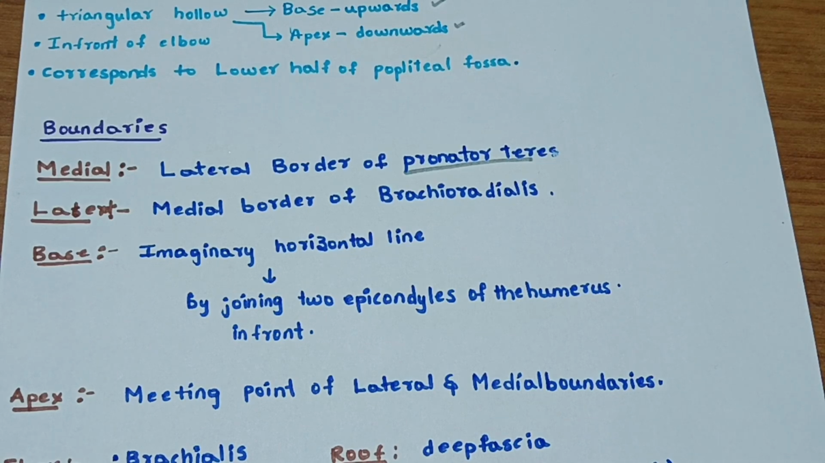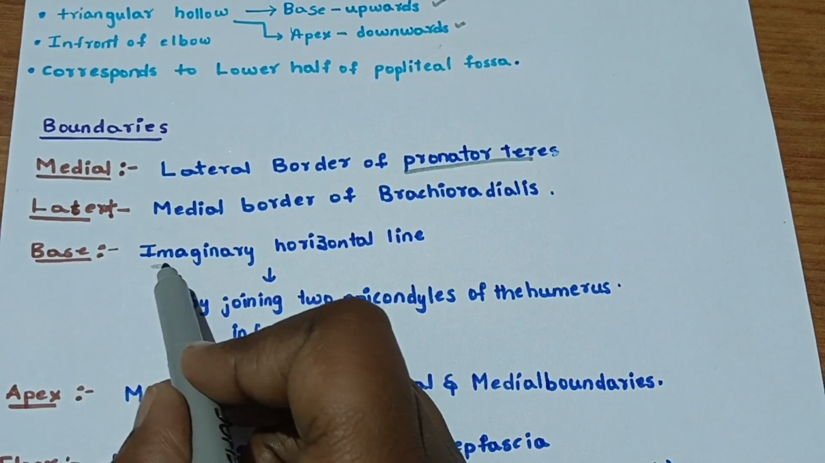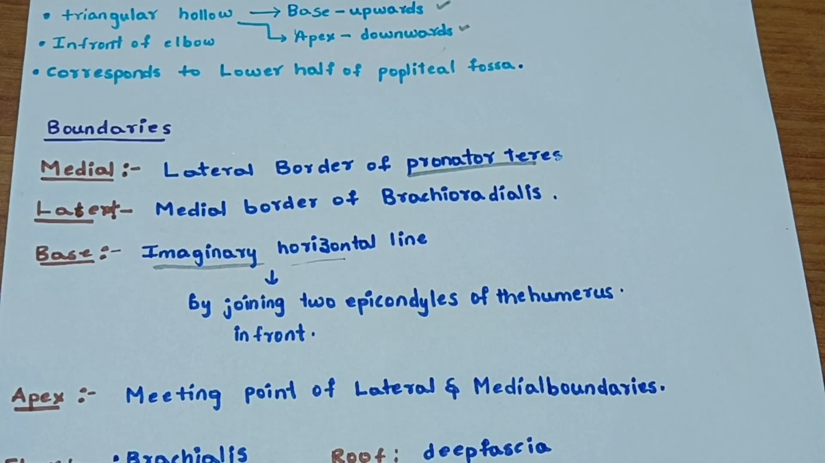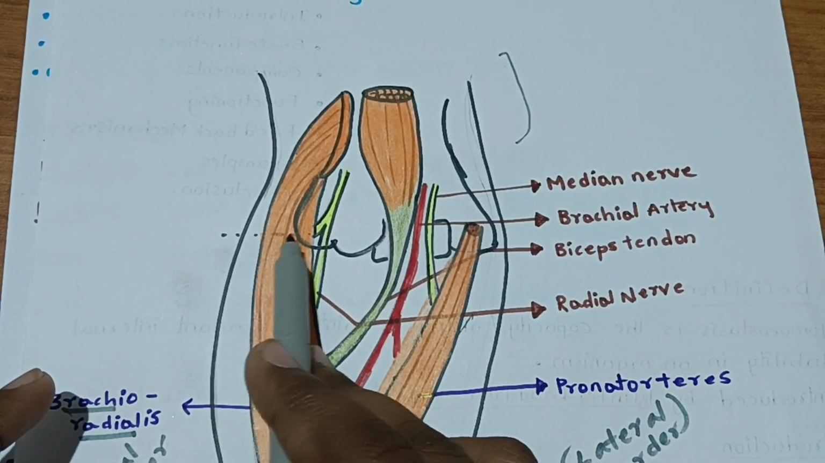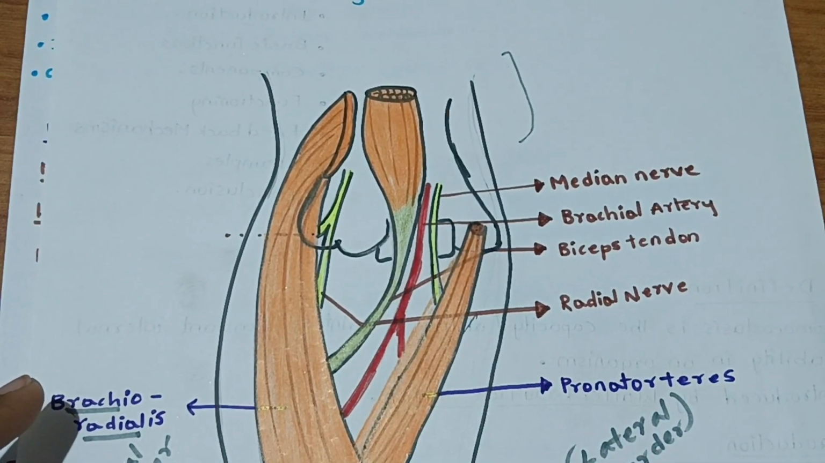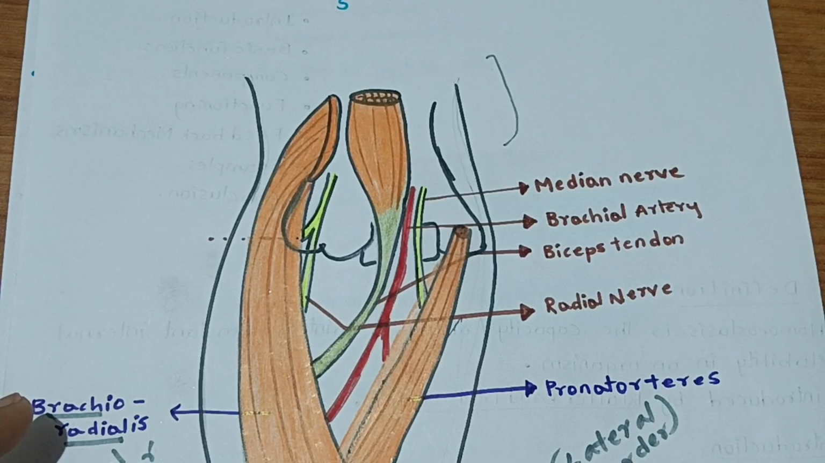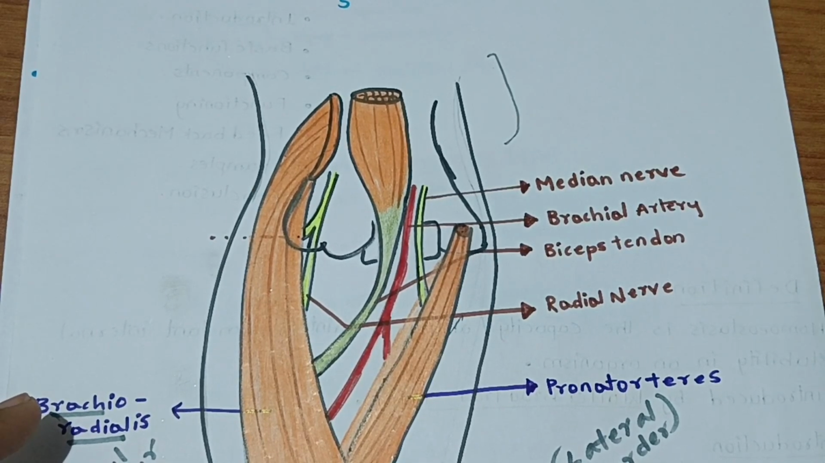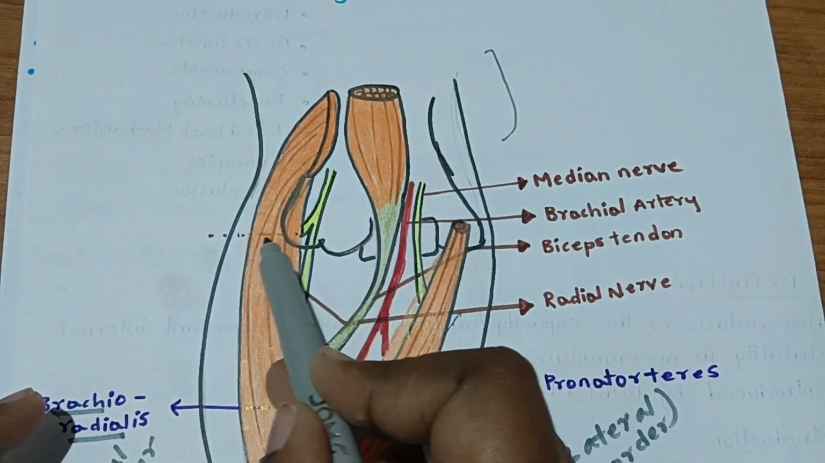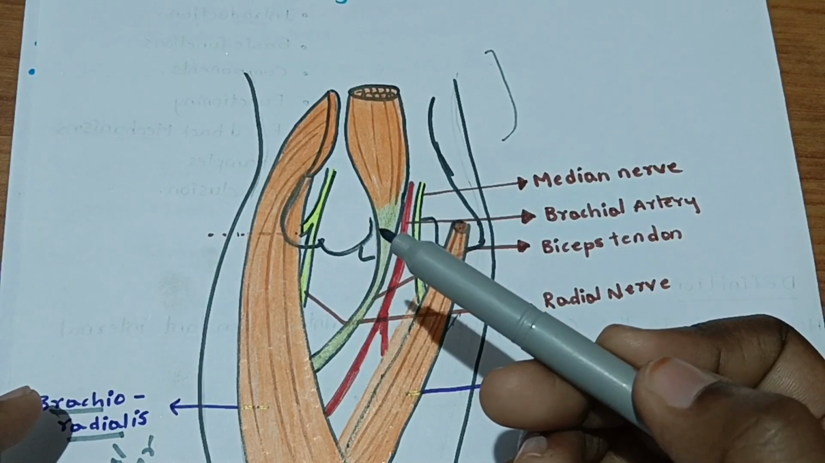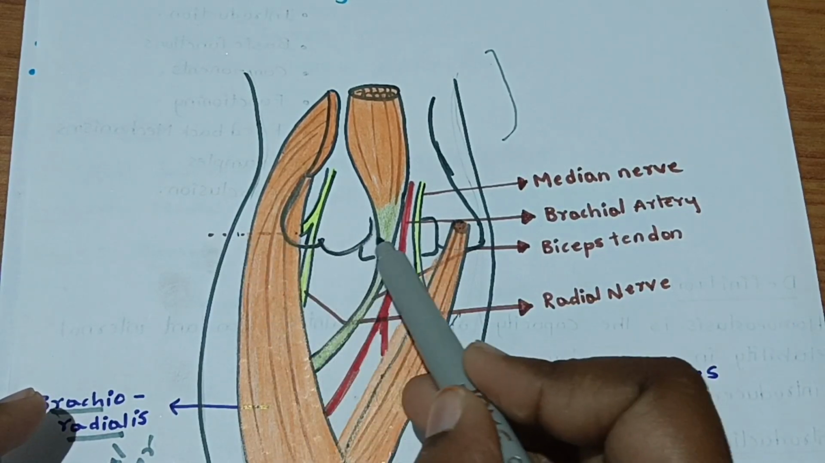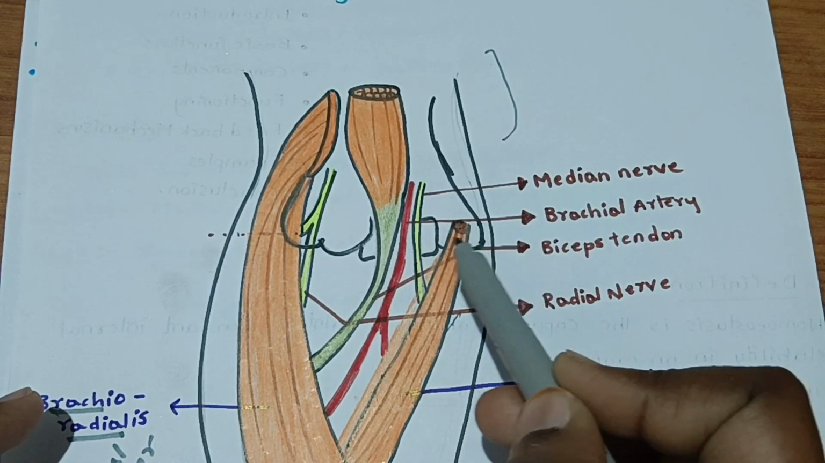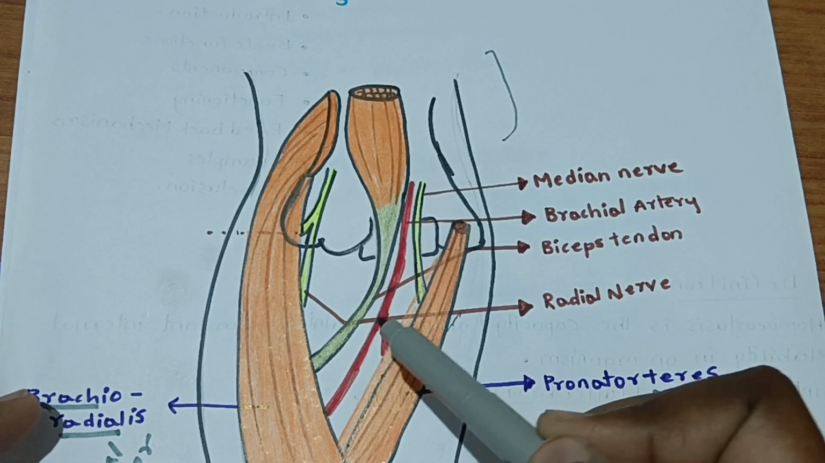And now the base. The base is formed by an imaginary horizontal line rather than any muscle. It is the imaginary horizontal line adjoining the two epicondyles of the humerus. The lower end of the humerus contains two epicondyles, right? By joining these epicondyles, we get an imaginary line which makes the base of the cubital fossa.